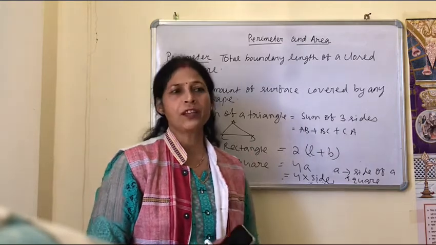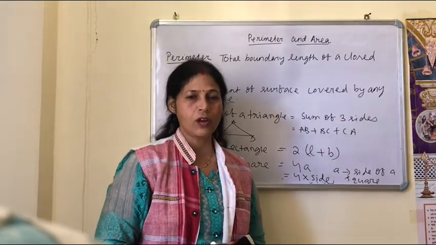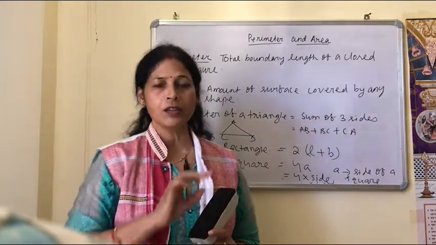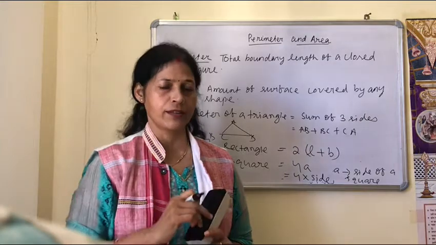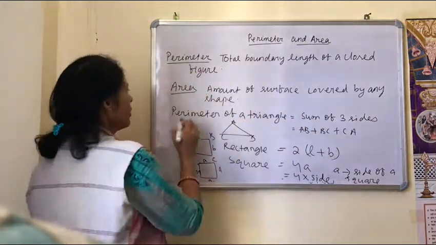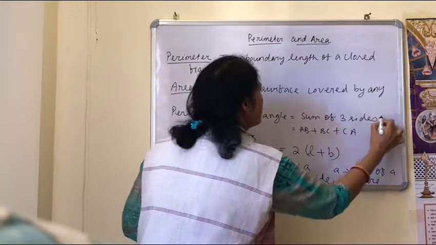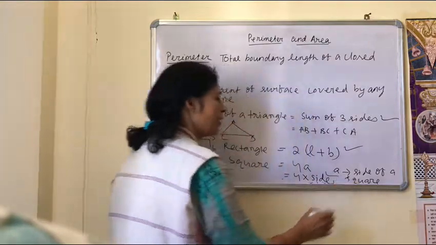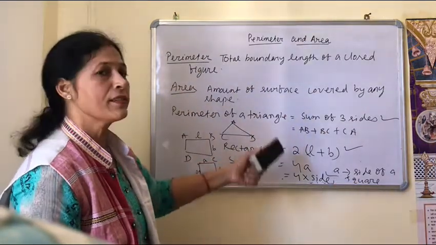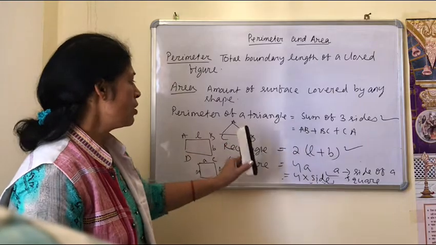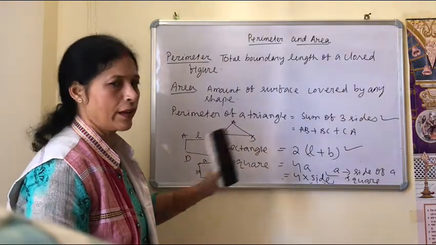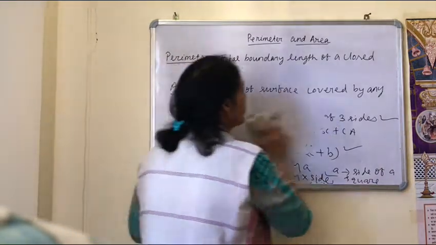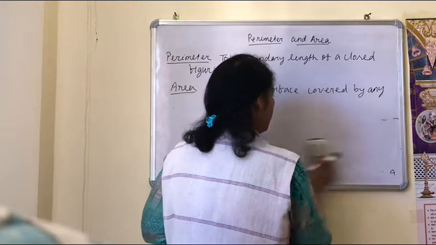So perimeter means the total boundary length. How do you find the total boundary length? By adding all the line segments, all the boundaries. So these are the formulas. Number 1, sum of 3 sides. Number 2, 2 into (length plus breadth). Number 3, 4 into side. These are the 3 formulas of perimeter of triangle, rectangle and square. You remember these.